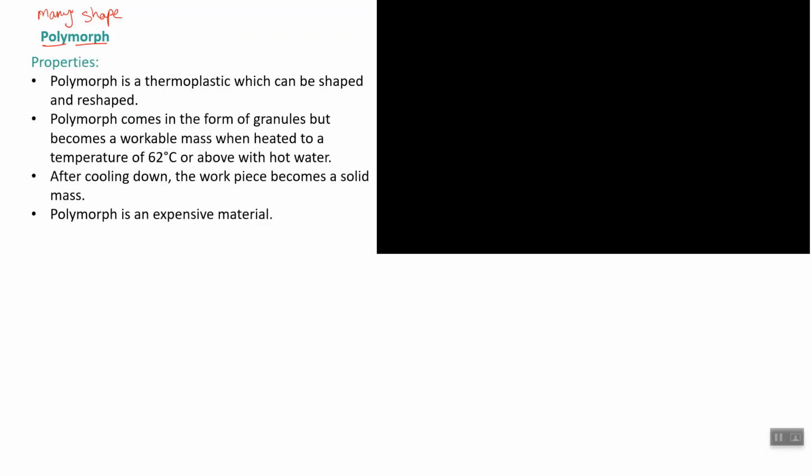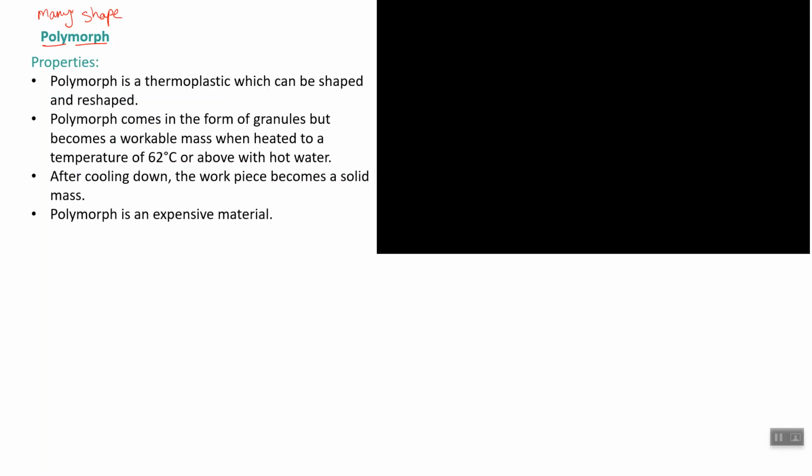So another smart material we have is the polymorph materials. So polymorph, when we say poly means many, okay, many, and morph means shape. Okay, so these are materials which can take many shapes, which can be shaped very easily. For example, the properties: polymorph is a thermoplastic which can be shaped and reshaped.